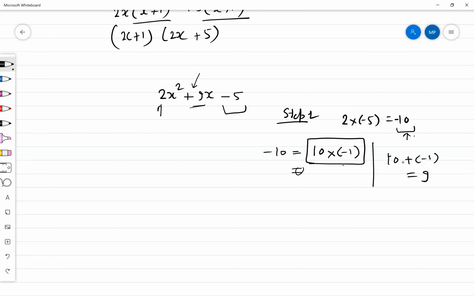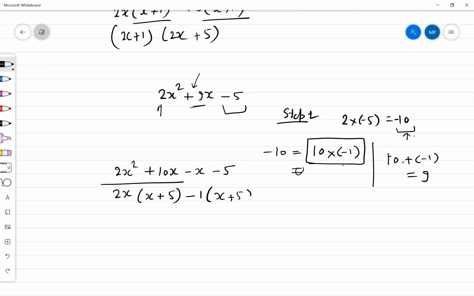So I will write 2x square plus 10x minus x minus 5. Now from the first two terms, I can take 2x as common, so I get x plus 5. From here, I can take minus 1 common, so I get x plus 5. So x plus 5 into 2x minus 1. This is the answer. All right.